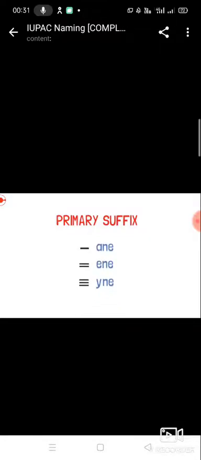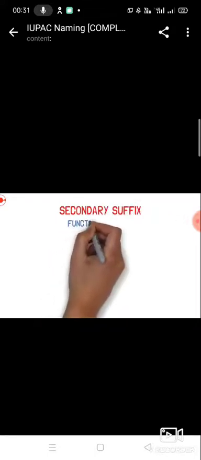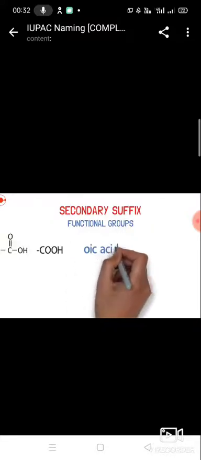What are the primary suffixes? Single bond, double bond and triple bond, that is alkane, alkene, alkyne. What are the secondary suffixes? Those are the functional groups. What are the common functional groups? Alcohol, carboxylic acid, aldehyde. Here it is carboxylic acid, COOH. If COOH is there, we have to add the letters OIC, oic acid.